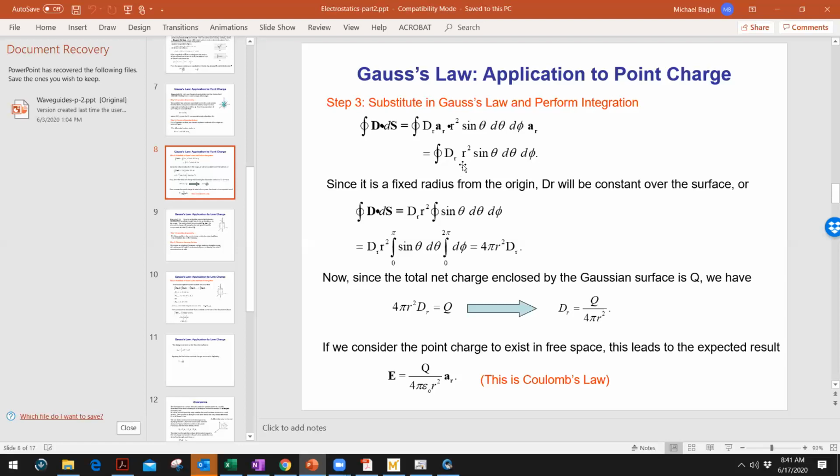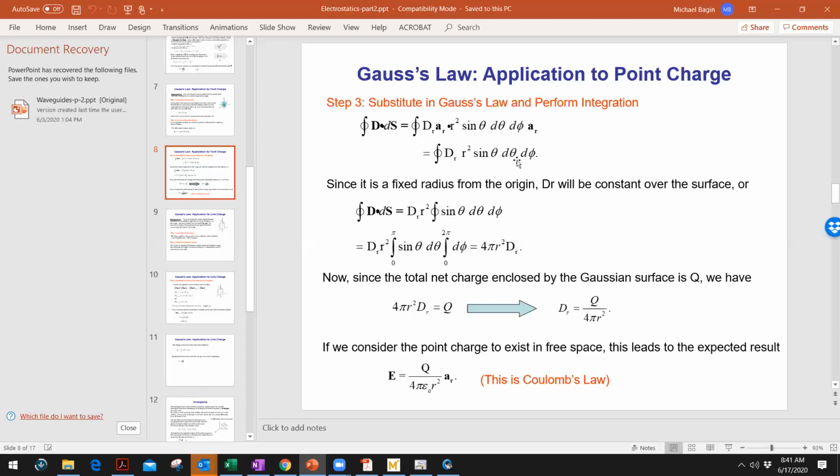We can take D_r and r squared outside that integration. Now we're integrating sine theta d theta d phi over the complete surface. This is not shown here, but in spherical coordinates you have to integrate d phi from 0 to 2 pi. Are you with me on that? And we integrate d theta from the north pole, or 0, to the south pole, or pi, 180 degrees. With me? So if you integrate d phi from 0 to 2 pi, you get 2 pi.